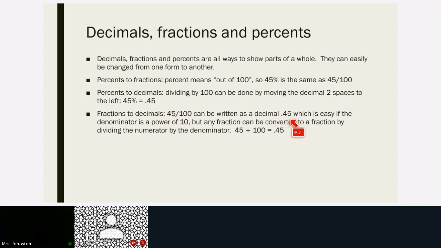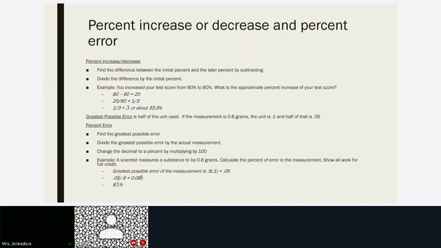Just move the decimal place over if the denominator is a power of 10. But any fraction can be converted to a decimal by simply dividing the numerator by the denominator, and that's most easily done with your calculator.